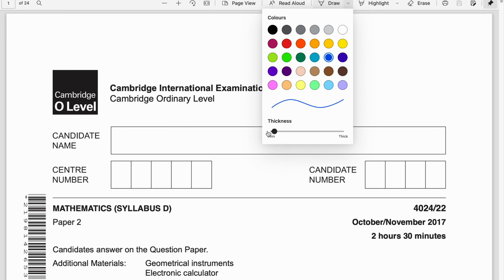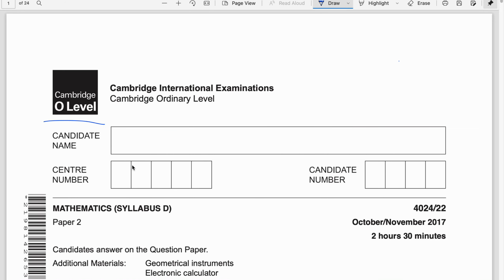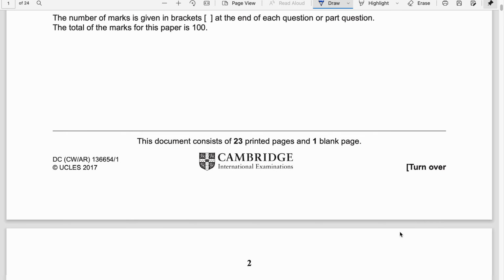Okay, this is Cambridge O Levels Mathematics Paper 2, Syllabus D. Session is October/November 2017. Calculators are allowed. Time is 2 hours 30 minutes for this paper.